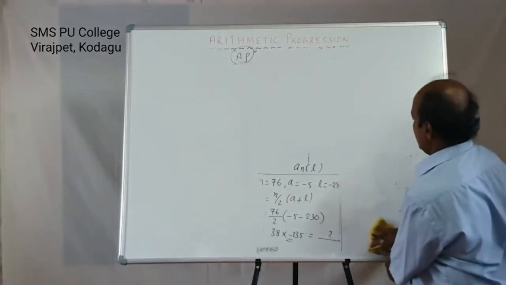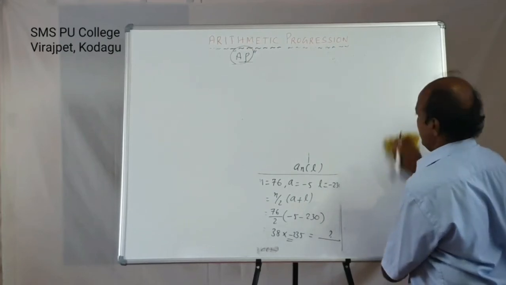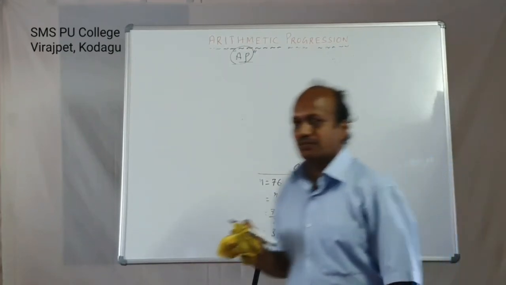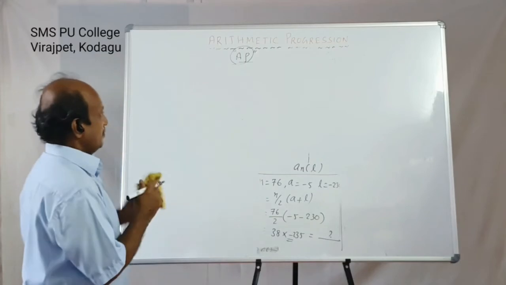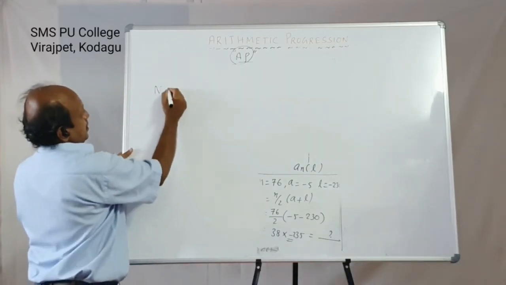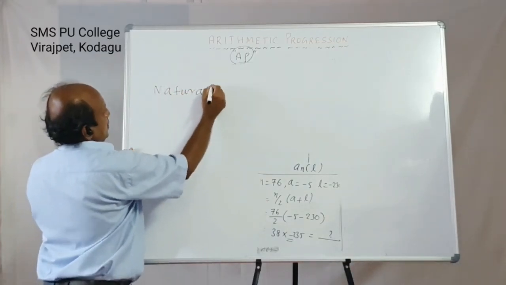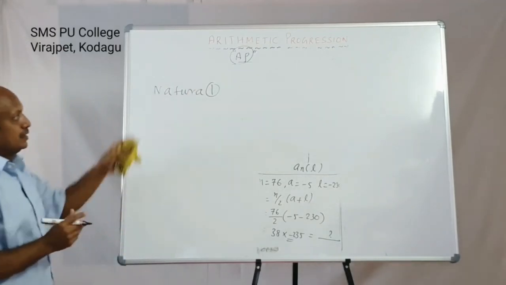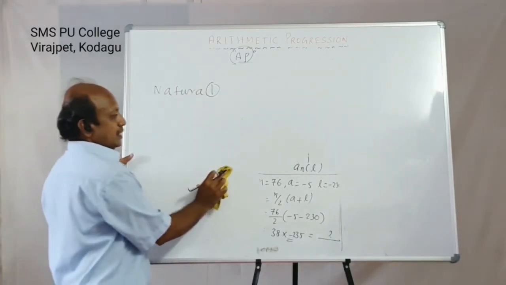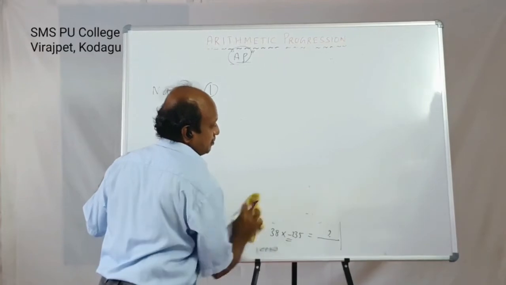Natural number. What is meant by natural number? Which is the smallest natural number? Right. To remember the natural numbers, they start from 1. Therefore, the continuous counting numbers are called natural numbers.